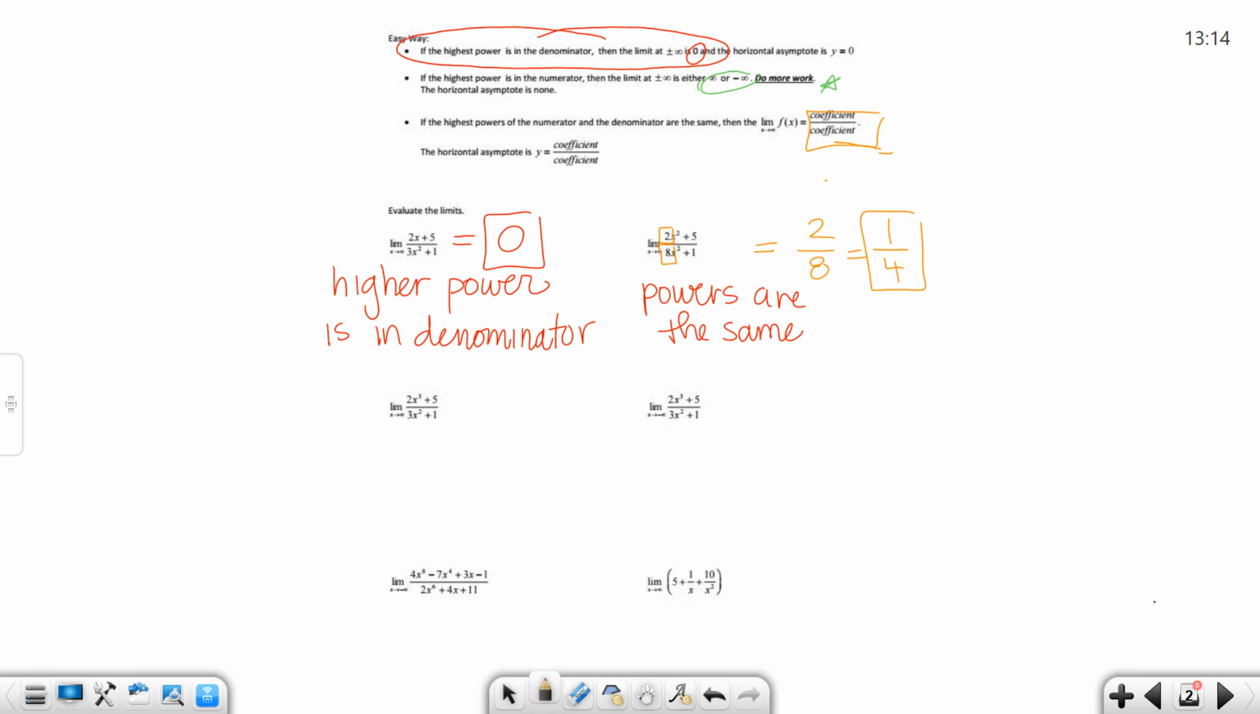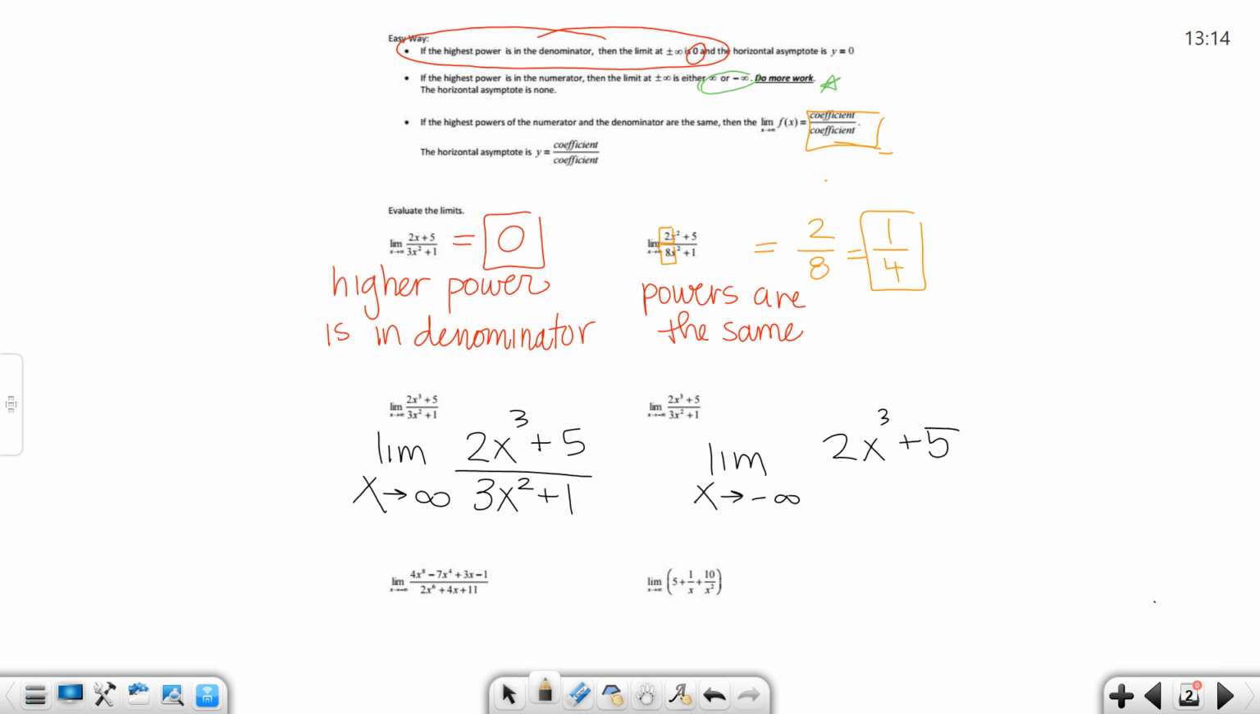These next two, I thought I had miscopied it, but actually they're just so small you can't see it. This one says the limit as x goes to infinity of 2x cubed plus 5 over 3x squared plus 1. And this one says the limit as x goes to negative infinity of 2x cubed plus 5 over 3x squared plus 1. Hopefully you can see it a little bit better that way. Now they are different. One goes to positive infinity and one goes to negative infinity.